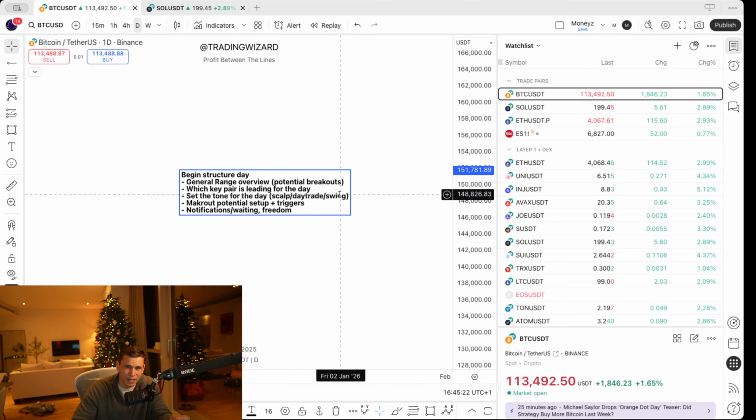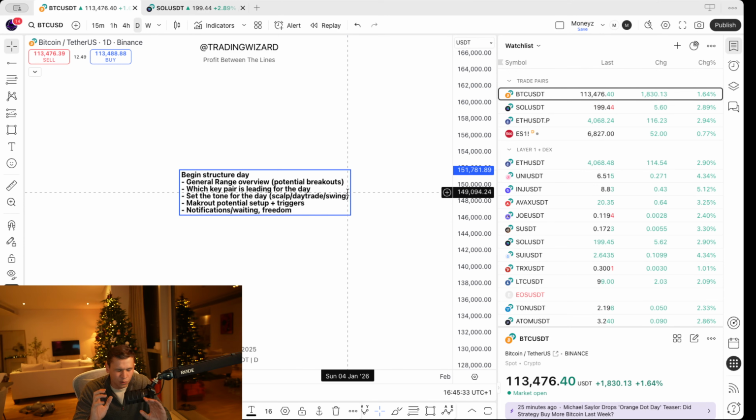Now, once this is set, I'm going to ask myself, okay, what is the key pair that I want to trade today? I always pick one, and if that one is so clear, then I will pick, for example, another one to pull out. Most of the time, I will find 1 or 2 pairs to trade, okay? On a day, that's it.